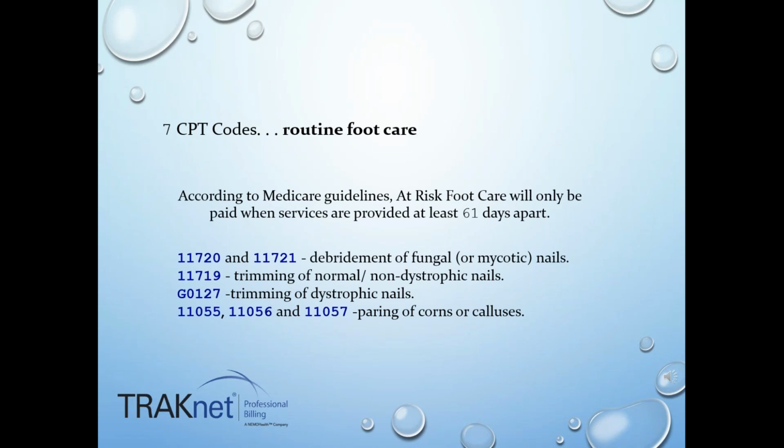11720 and 11721 are going to be for the debridement of fungal or mycotic nails. 11719, normal or non-dystrophic. G0127, the trimming or cutting of dystrophic nails. And 11055, 56, and 57 is debridement or paring of corns and calluses.